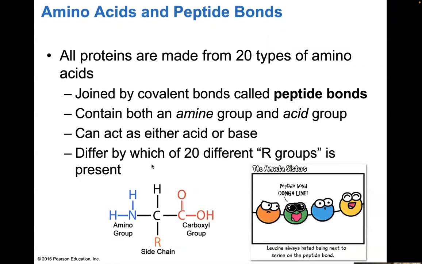Hopefully you've already had this, so I'm going to go through this really briefly, but all proteins are made up from just 20 types of amino acids, and we put those amino acids together in different ways to make different polypeptides. When we join one amino acid with another amino acid, it's joined by a covalent bond called a peptide bond, okay? I'm not going to go into this because you should already know that it has an amine group, a side chain that determines what type of amino acid it's going to be, and a carboxyl group. And we have 20 different amino acids because we have 20 different R groups, okay?